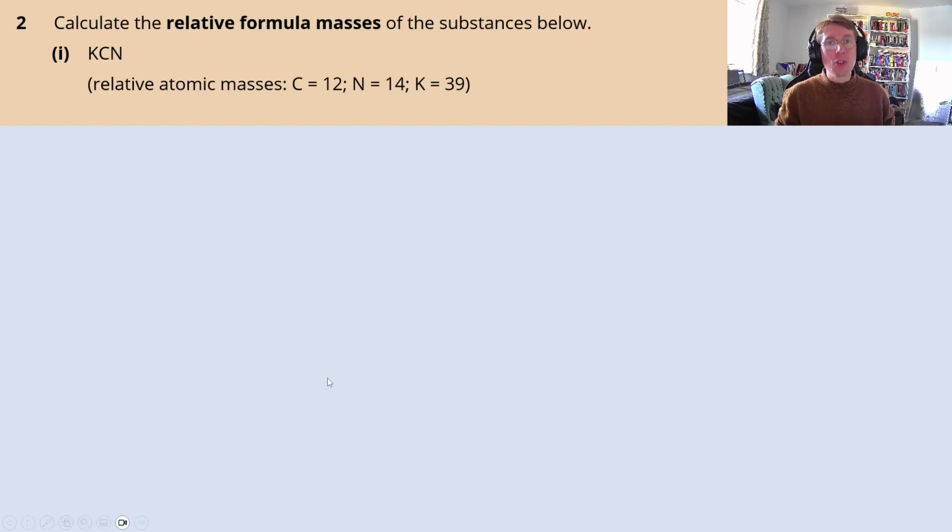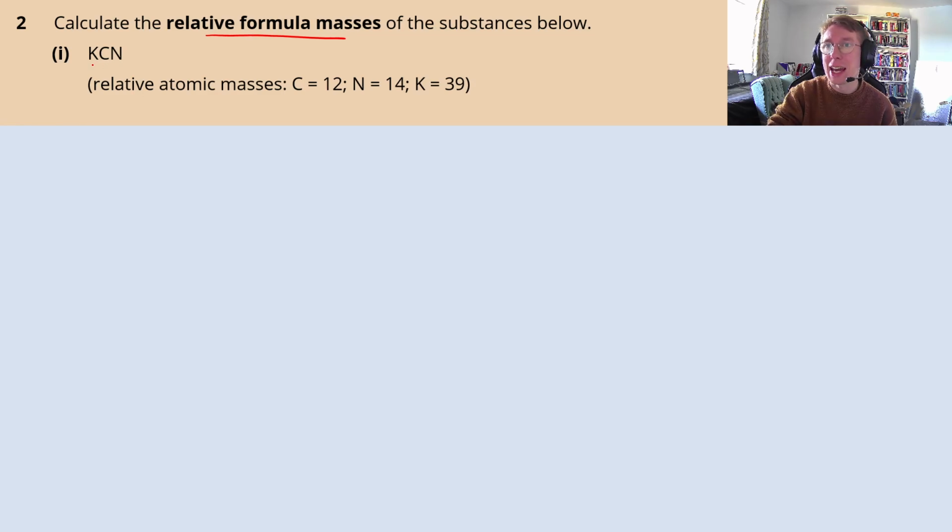So now we move on to question number 2, where we are looking at calculating something called the relative formula mass of a substance. Now, the relative formula mass of any substance, it could be a molecule, it could be a compound, is the total, so the sum of the relative atomic masses of each atom that is part of that substance. Okay, so we're going to do this first of all for potassium cyanide.